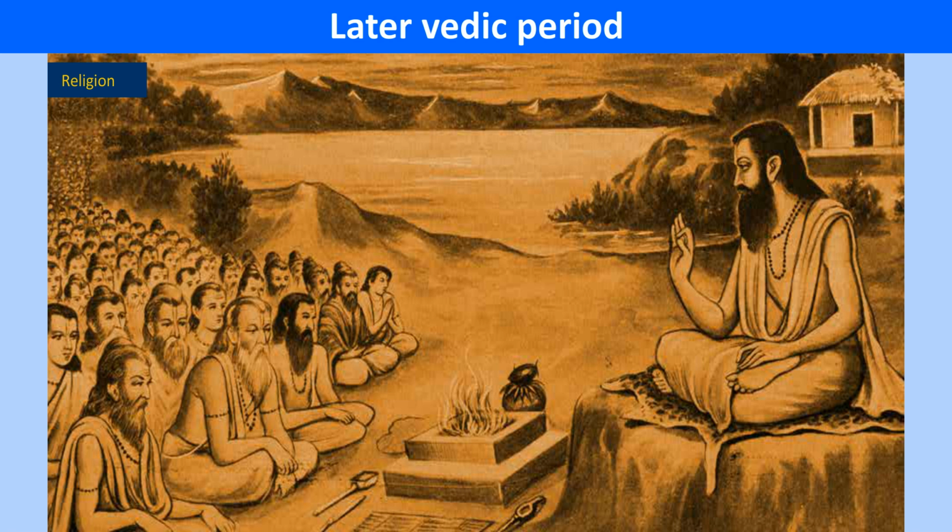Spinning and weaving. The Indus people were skilled in the art of spinning and weaving. They manufactured woolen clothes from sheep and goats' hair.